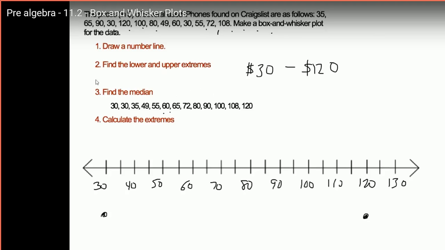Now, guys, how many values do we have? Then count. Count them, please, for me.